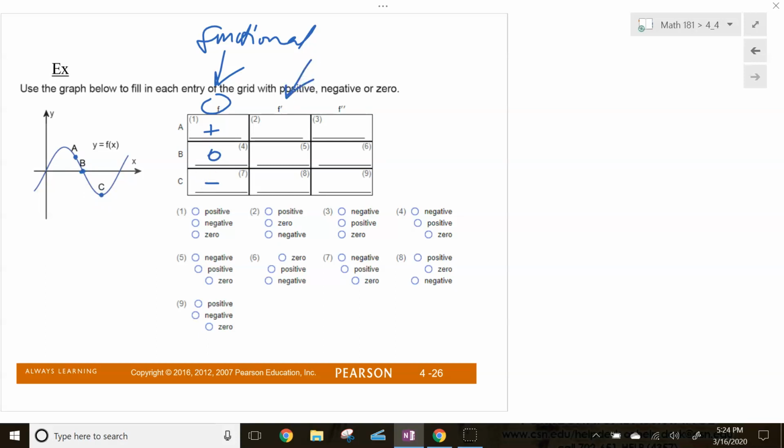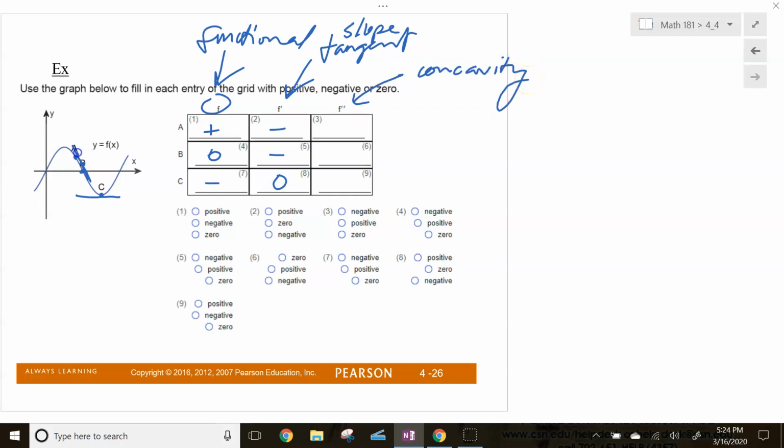f prime. Well, what's f prime talking about on the graph? You've got to think about your tangent lines, the slope of the tangents. f prime is the slope of the tangent line. So at A, if I were to draw the tangent, I know that's a negative slope. If I draw the tangent at B, I know that's a negative slope. If I draw the tangent at C, that slope is 0. Now, f double prime is your concavity.